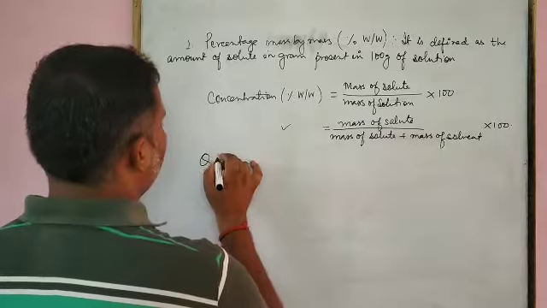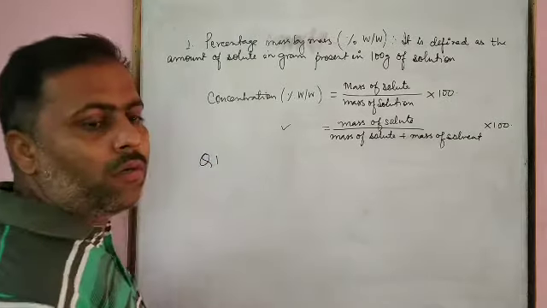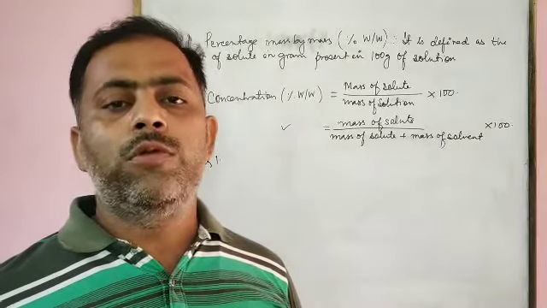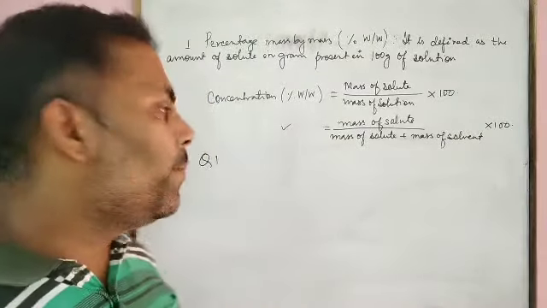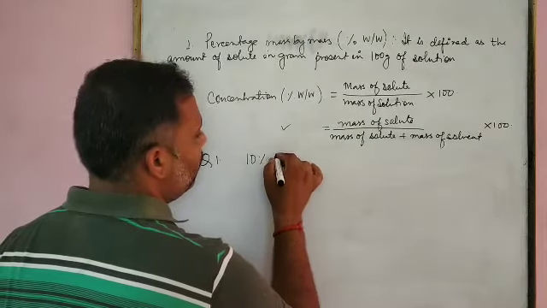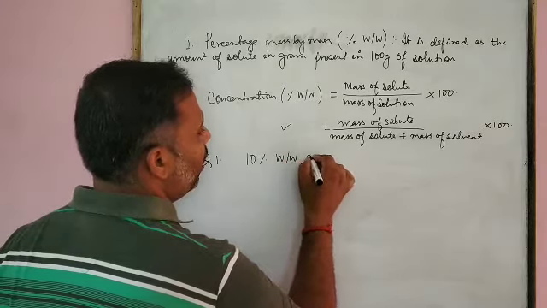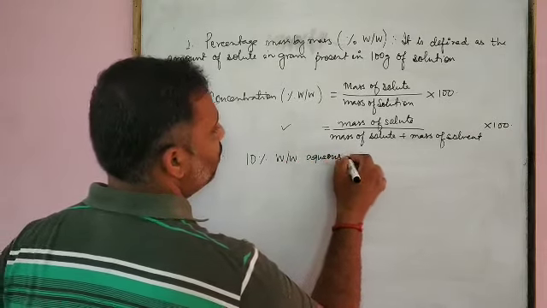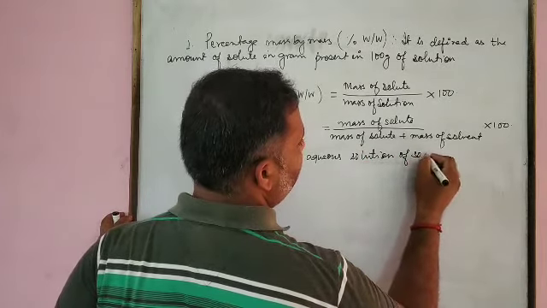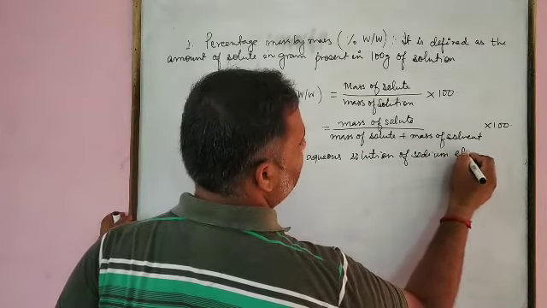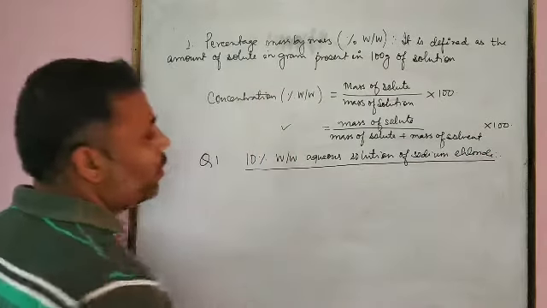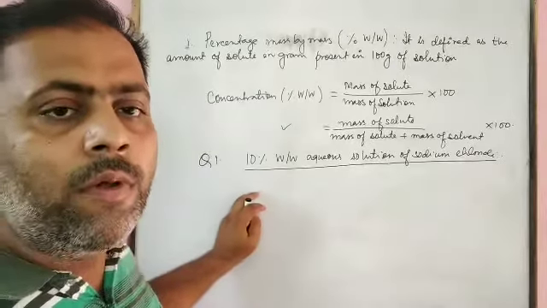What do you mean by a 10% W by W solution, an aqueous solution of sodium chloride? It means we have a 10% W by W aqueous solution of sodium chloride.